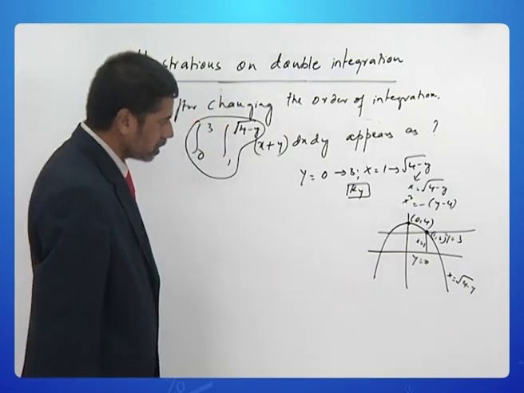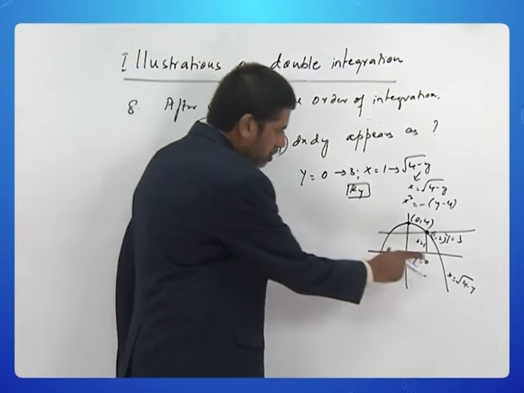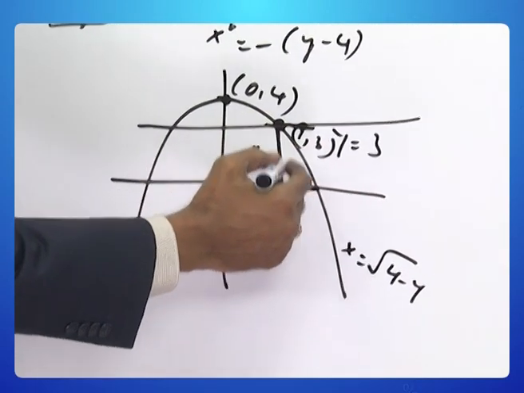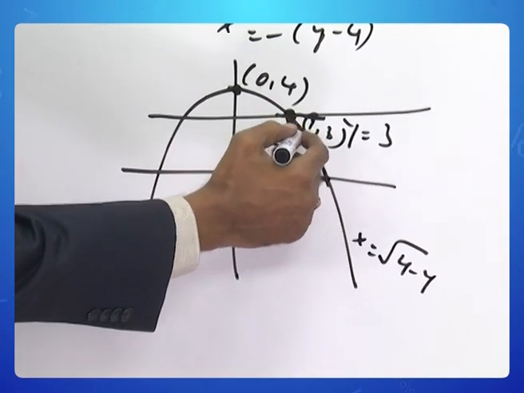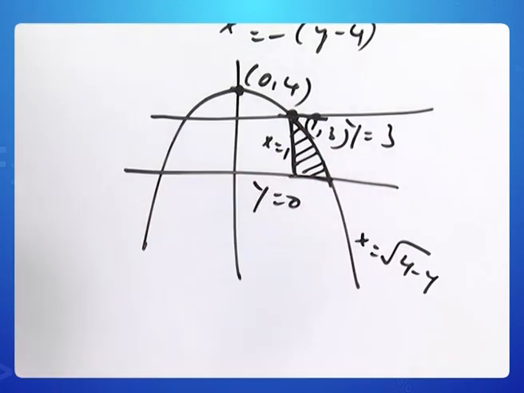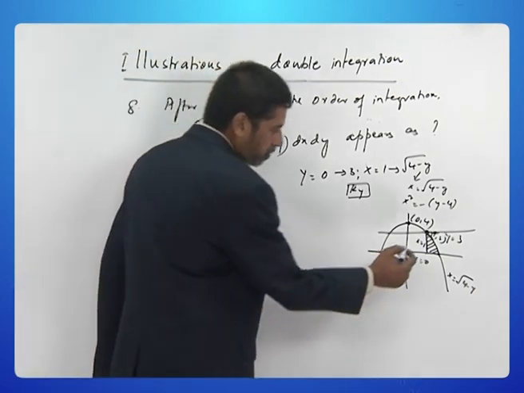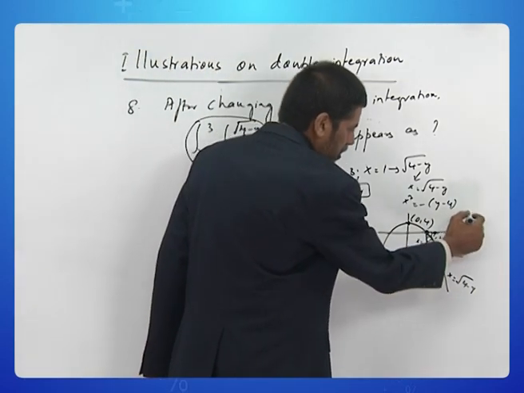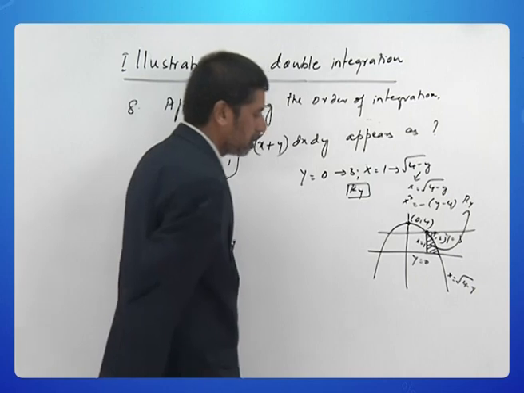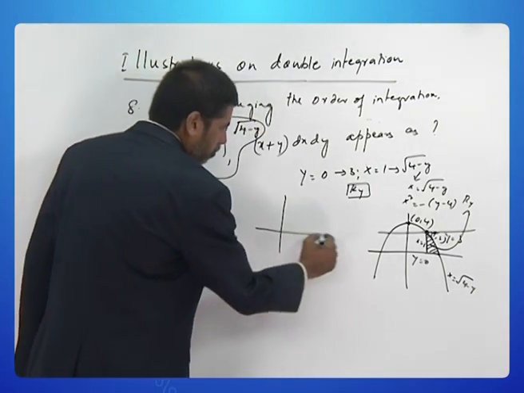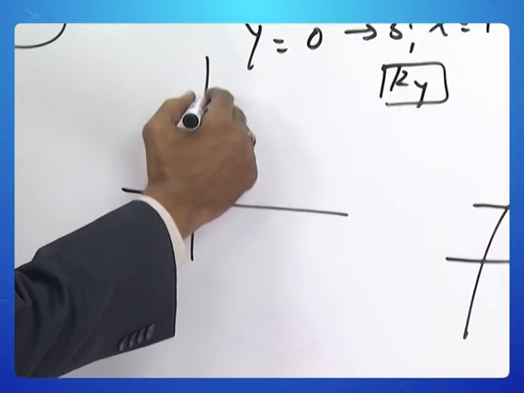Now, let us see what is the region. The region is between y is equal to 0 to y is equal to 3, between x is equal to 1 and x is equal to parabola. So, this is the region of integration. That is the region of integration. And we have already recognized this is an Ry region. So, what is that we need to do? We need to transform that region into an Rx region.